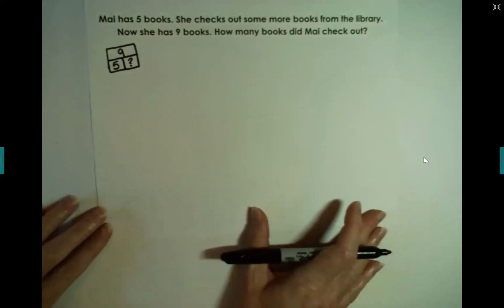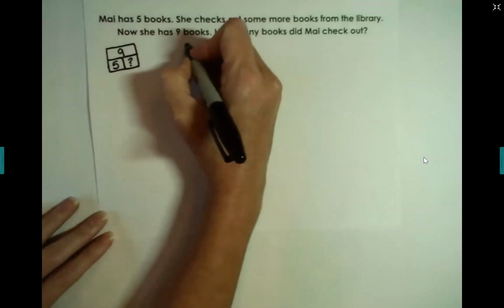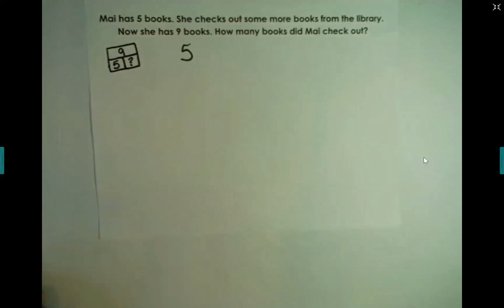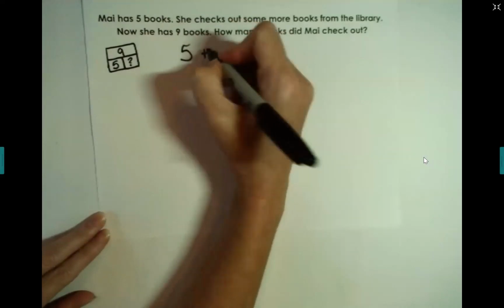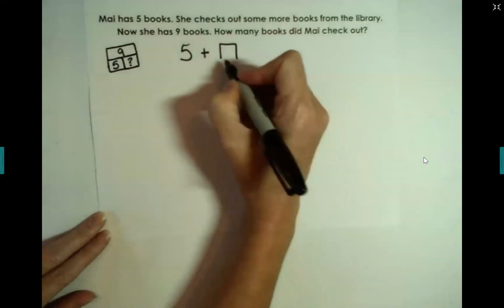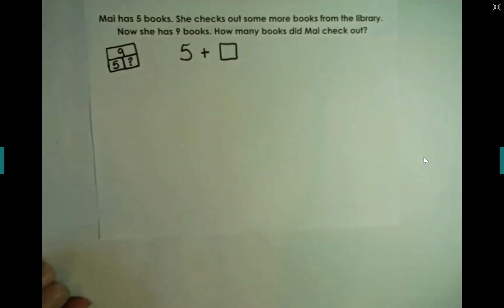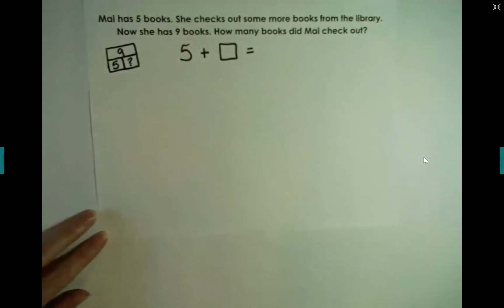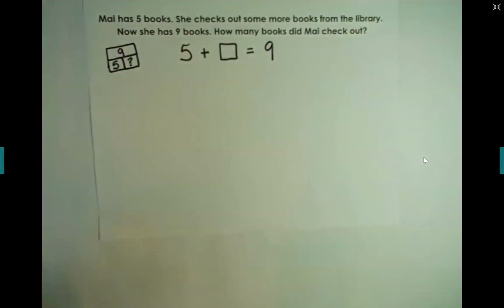So when I'm writing my equation to represent this situation, I know the 5 books that May started with. And then since she checked out some more, she's getting more books. I know I'm adding some amount that's unknown, and that will be equal to the 9 total books that she has now. So this is a change unknown problem where we're joining 2 amounts, but one of those amounts is unknown to us. So one way students could approach the problem is with those concrete manipulatives.